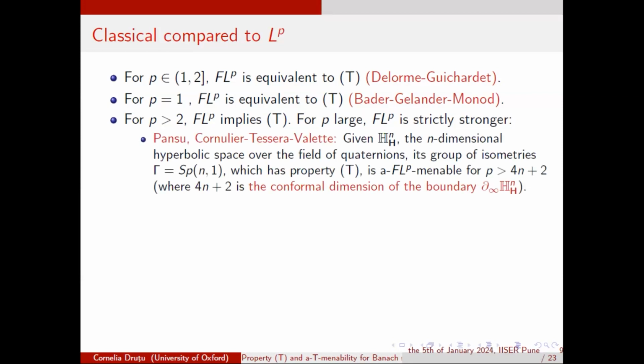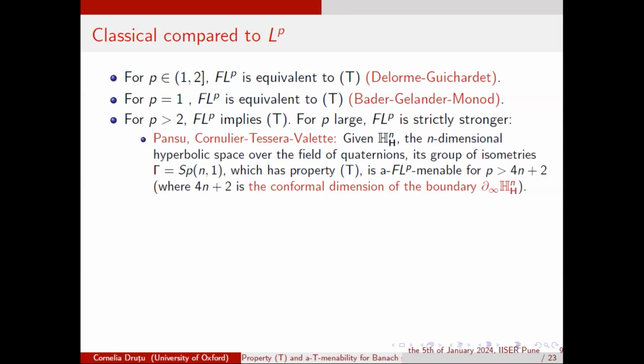The first example was implicitly proved in the work of Pansu, and it was explicitly extracted from there by Cornulier, Tessera, and Valette. They showed that the group of isometries of quaternionic hyperbolic space has property T, but it starts acting properly on L^p spaces as soon as p goes beyond this number, which is the conformal dimension of the boundary of the quaternionic hyperbolic space.